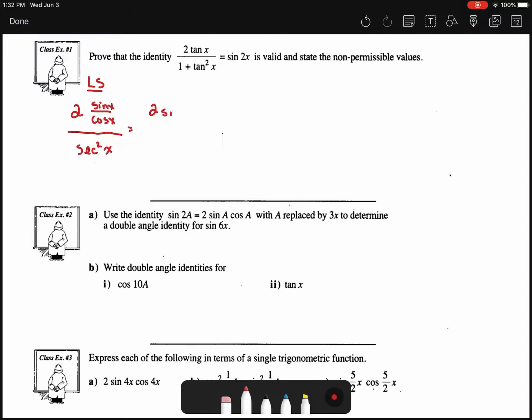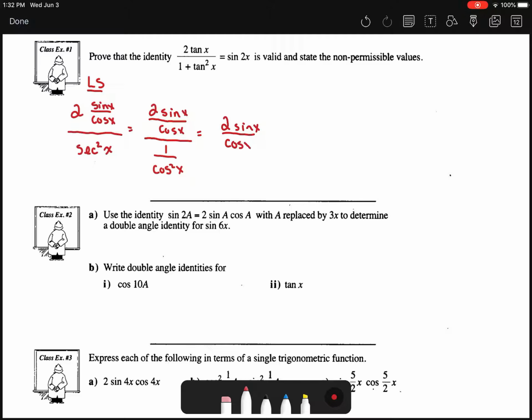So as I move along here, in the numerator, I'm going to have 2 times sine x over cos x, which gives you 2 sine x over cos of x, all over secant squared of x, which can be written as 1 over cos squared of x. Now, why would I do that? Because what that allows me to do is the following.